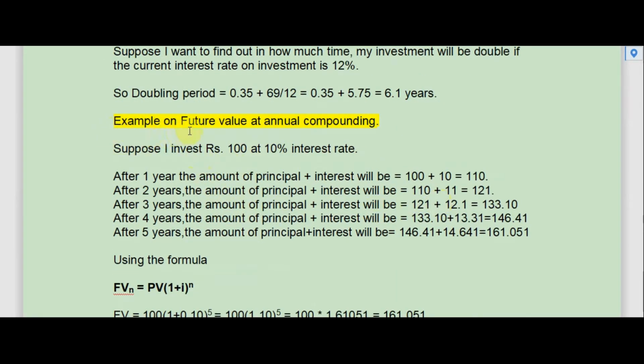Let us give an example on future value at annual compounding. Suppose I invest rupees 100 at 10% interest rate. After 1 year, the amount of principal plus interest will be 100 plus 10 equals 110. After 2 years, it will be 110 plus 10%, that is 11, equals 121. After 3 years, 121 plus 12.1 equals 133.10. After 4 years, 133.1 plus 13.31 equals 146.41.